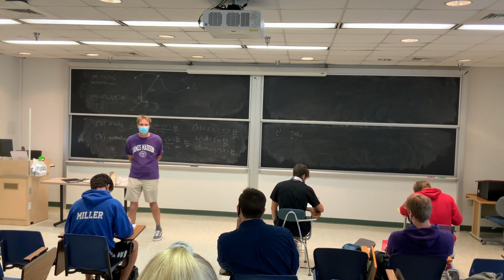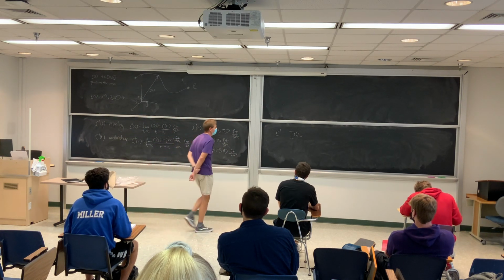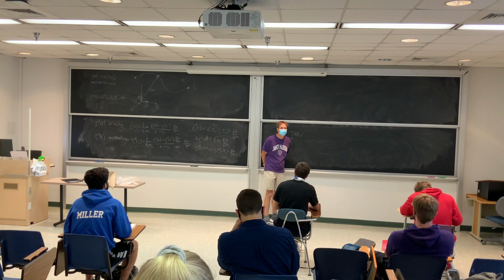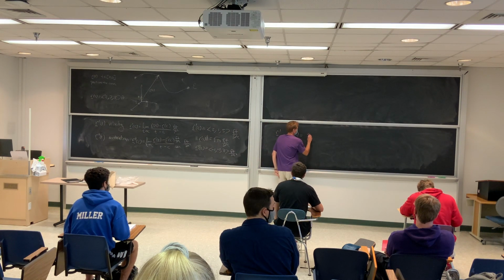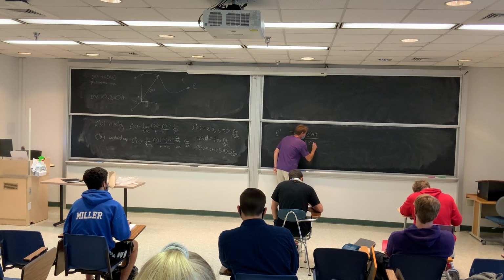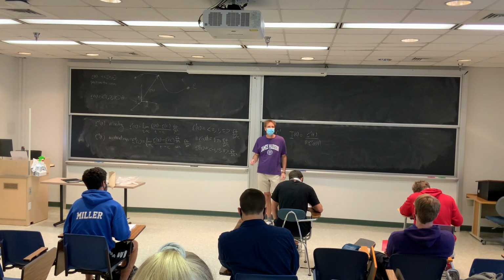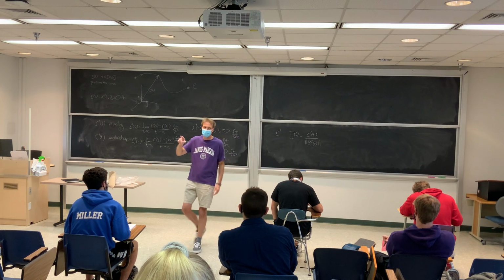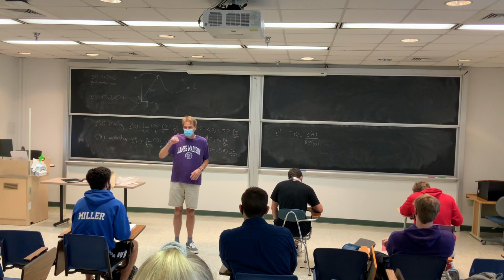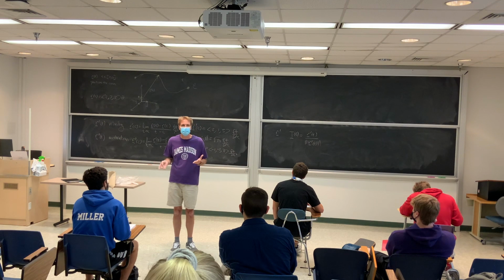Cosmo, what do you got? R prime over the norm of r prime. R prime of t over the norm of r prime of t. How do you get the norm of a vector again, guys? Yeah, take the square root of each of the components squared.